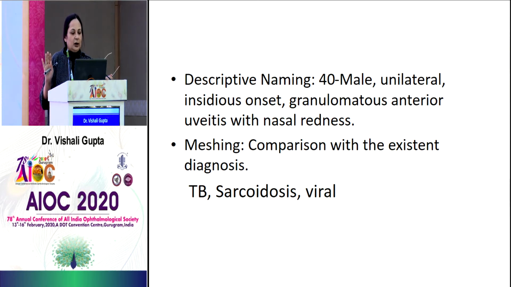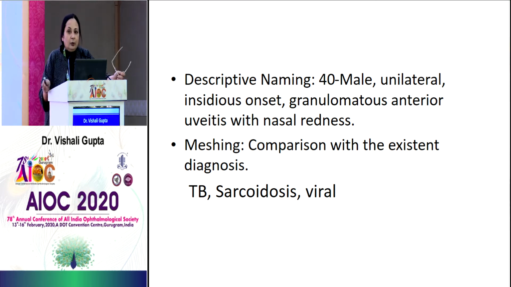So what do you have now? This is what I said, you have to name the disease. So how would you name it? 40-year-old man, unilateral, insidious, granulomatous anterior uveitis with nasal redness, okay? Now try to mesh the diseases that you know of into this name. And if you think about it, there are not many diseases you can fit into. You won't think of SLEs or JIAs or other things, because it is granulomatous form. So what would you think of? It could be TB or it could be sarcoid.